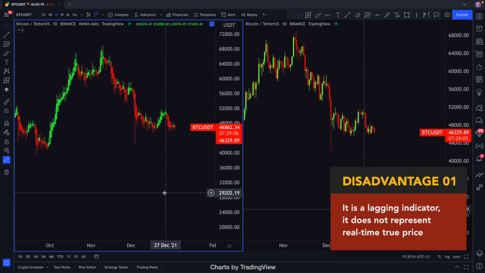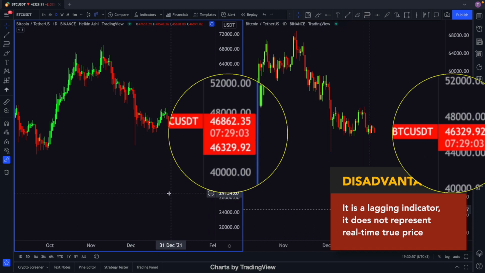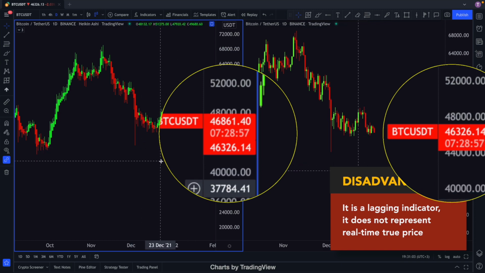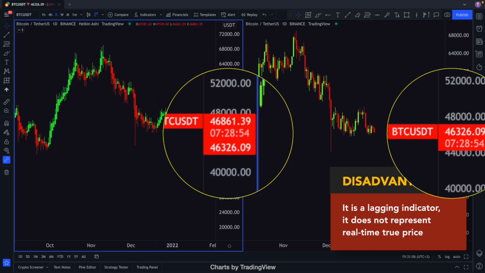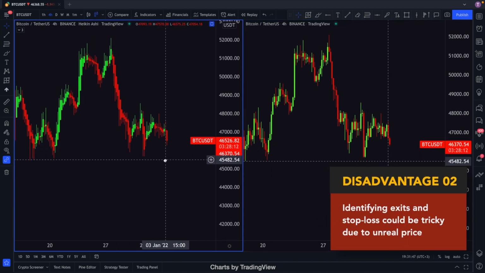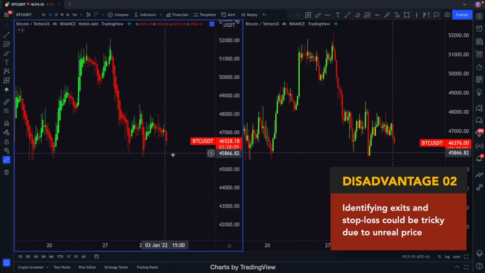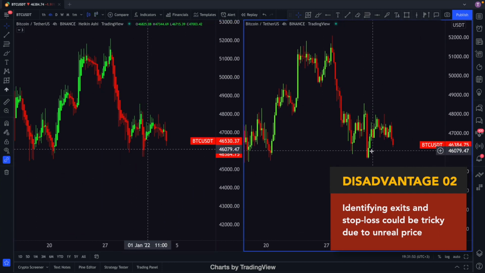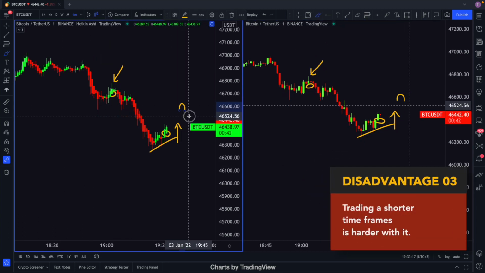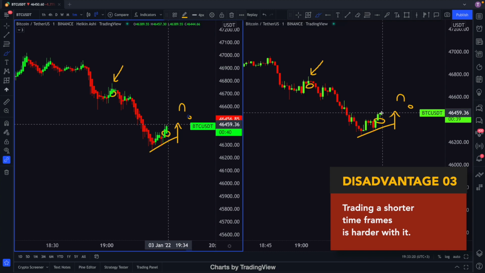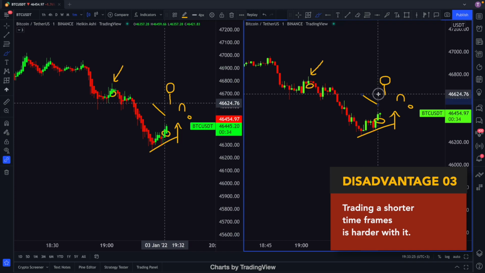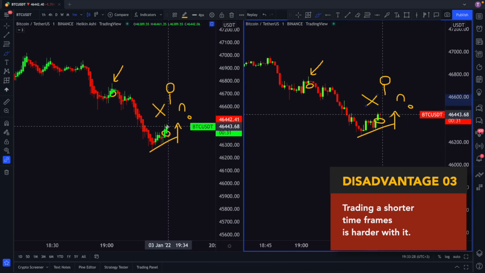Okay, let's check out the disadvantages. 1. It's a lagging indicator. It does not represent real-time true price, so late signals could make you make poor decisions. 2. Despite a clear entry period after reversals, identifying exits and stop loss could be tricky due to unreal price. 3. Trading at shorter time frames is harder with it. Heikin Ashi charts may not be responsive enough for day traders and scalpers to make quick decisions.